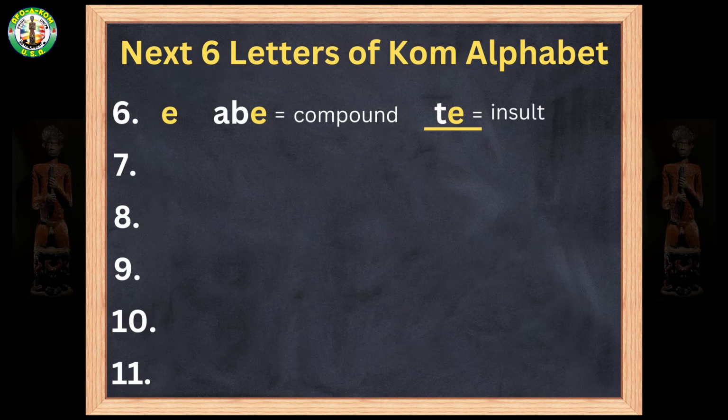The 7th letter is letter F, and that is written the same way as in the English alphabet, and it sounds in the same way. That's letter F, as we can use in the word fu. Fu means give. And then the letter F can also be used in the word fe, which means fall.